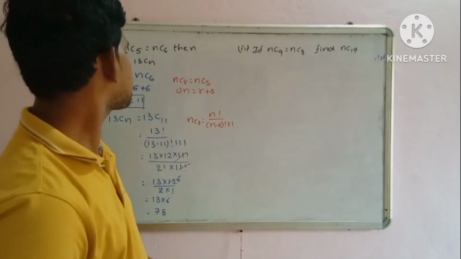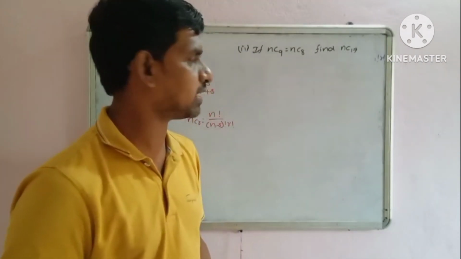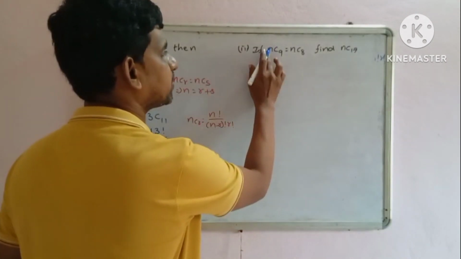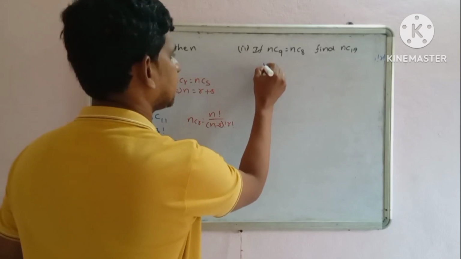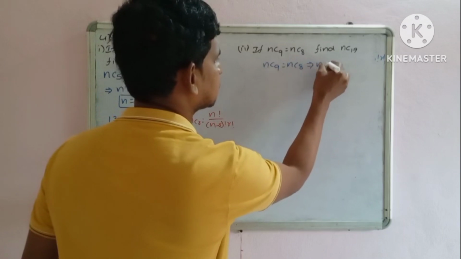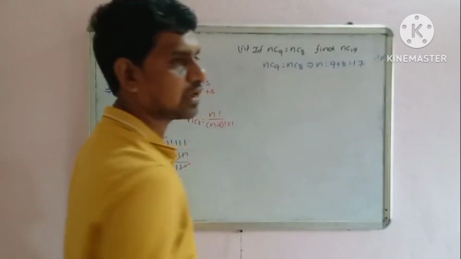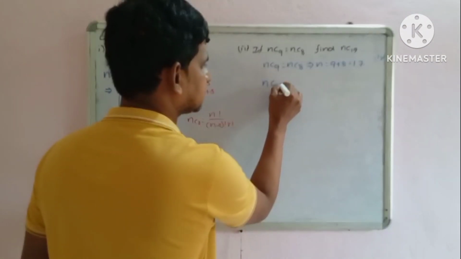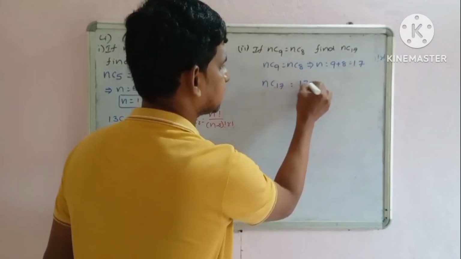Second one, same concept. nC9 equals nC8. Find nC17. See, this is the form nCr equals nCs. Then nC9 equals nC8, then n equals 9 plus 8. 9 plus 8 is 17, and the value is 17. Now we will find nC17. So the n value here is 17.